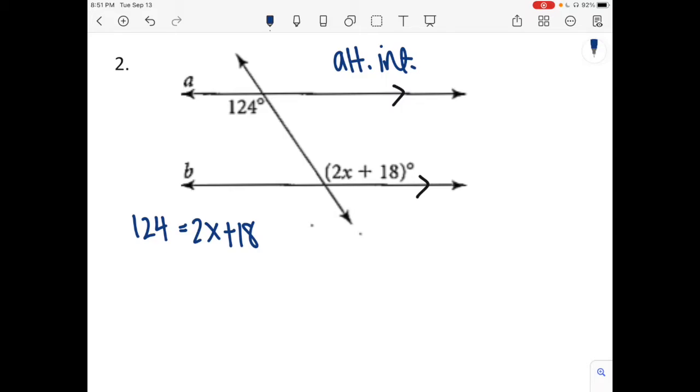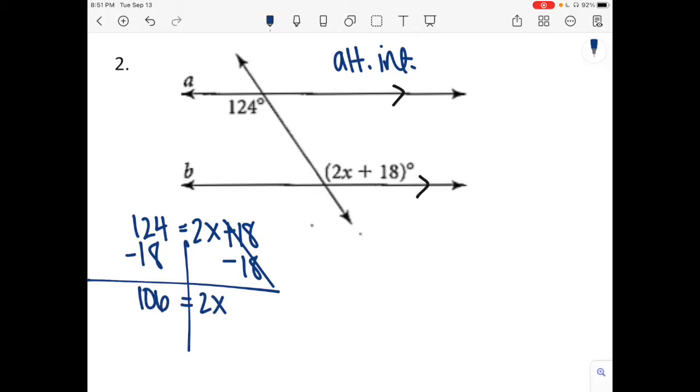So then I'm going to take away 18 from both sides to get the 2x by itself. So then I've got 124 minus 18, which is 106, and then equals 2x. So then the last step would be divide both sides by 2 to get x alone. So x is 53.